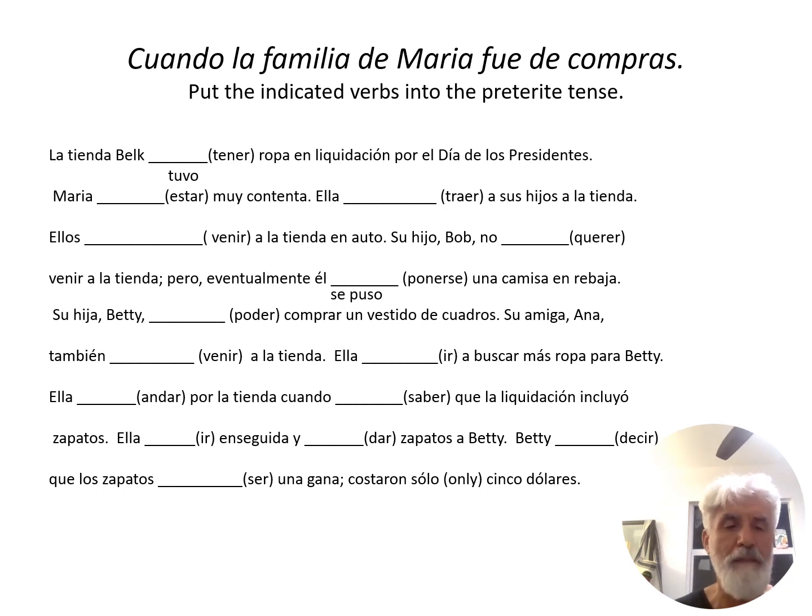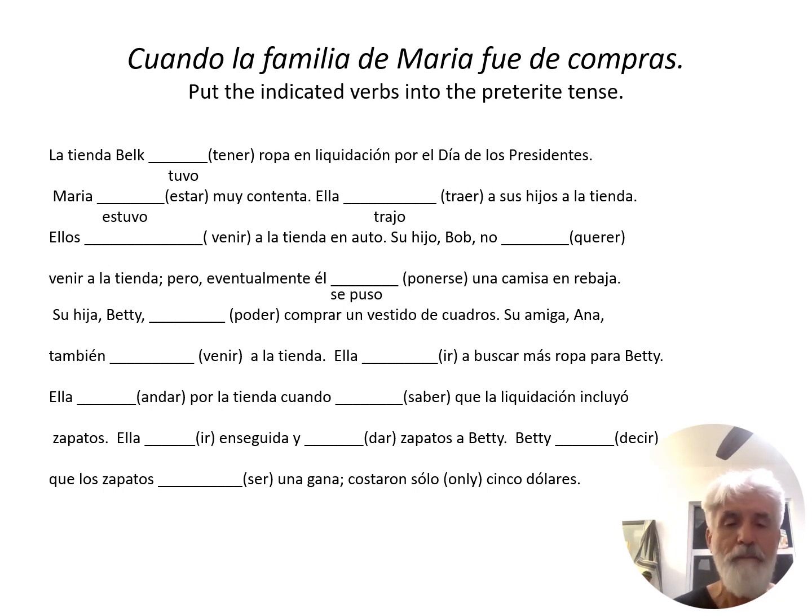Let's look at the next sentence. María estar muy contenta. We want to say that Maria was very happy. Okay, so again, we want the preterite tense. Okay, so I have to remember the stem. Estar is a U stem verb, so the stem will be estuv, and what ending goes with ella? It's an O, so estuvo.